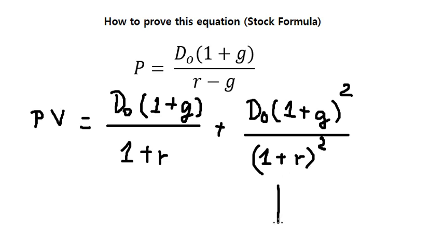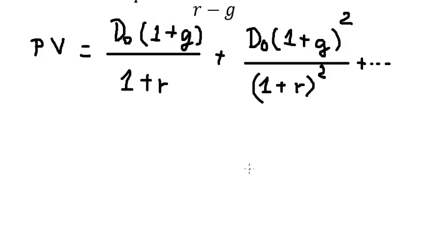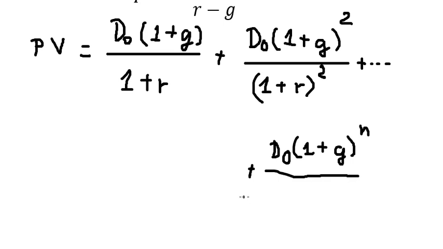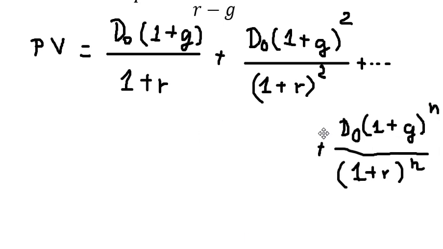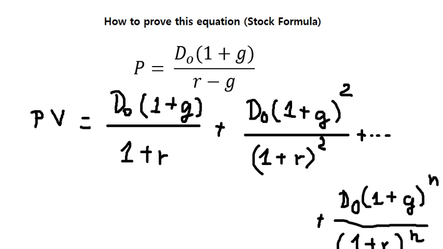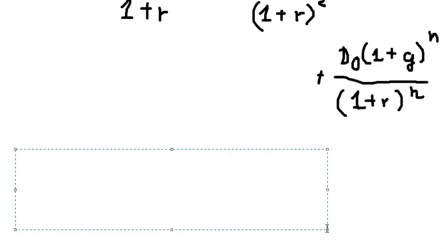We just do the present value here, and we keep doing this process until we have the number 0, 1 plus g to the power of n over 1 plus r to the power of n. And this is the first step we need to analyze. The next one, we can use geometric progressions.